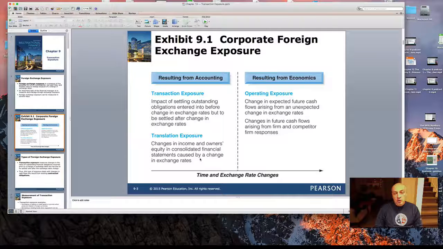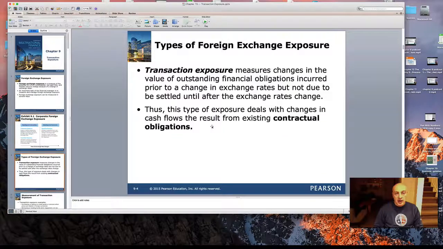In this chapter, we'll be looking at transaction exposure and translation exposure. Those result from accounting. And then we're also going to be looking at operating exposure, which results from economics. Now, I have defined these three terms here. I will also define and talk about them more in this first podcast.